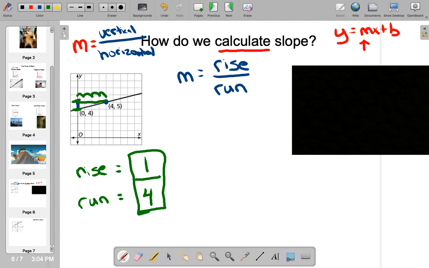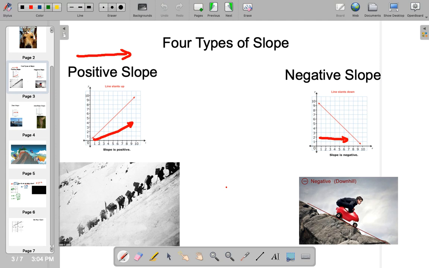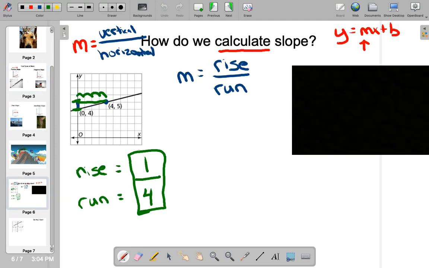And this is a positive 1/4 because, like we looked in the other pictures, we are going from the left to the right and we are increasing, making this a positive slope, or a positive 1/4 slope.